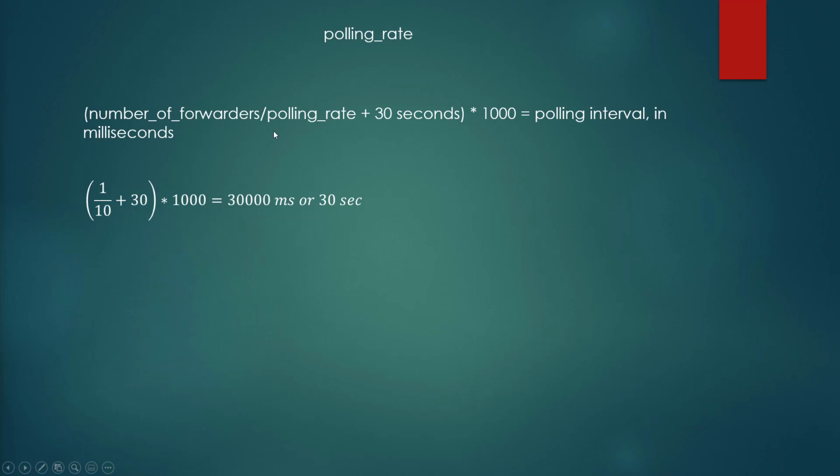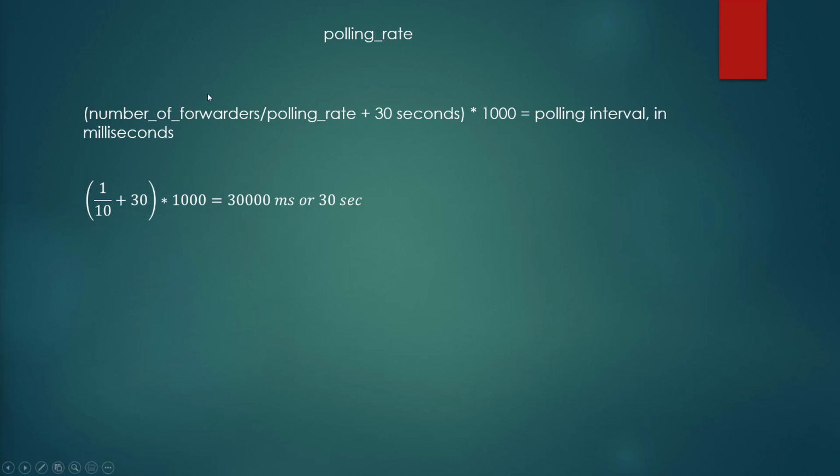In our case, currently we have a single heavy forwarder. So 1 divided by 10 plus 30 comes to around 30,000 milliseconds, or 30 seconds. So every 30 seconds, our heavy forwarder will poll the cluster master to see if any new indexer joined the cluster or not. If it has joined, the forwarder will get the port on which it is listening for the forwarding data, correct?